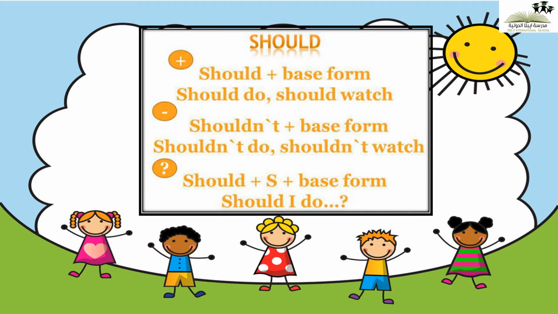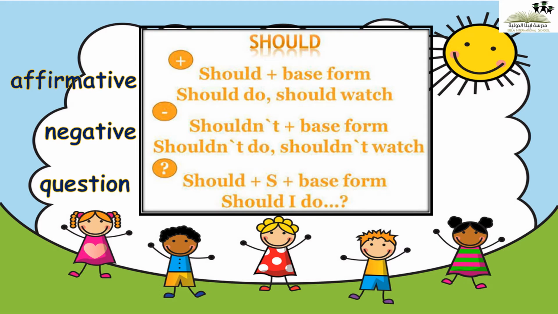We form the sentences using should and shouldn't by placing should plus the base form of the verb in affirmative cases. For example, should do or should watch. We form the negative by using shouldn't plus the base form of the verb. For example, shouldn't do or shouldn't watch. We form questions using should by putting should plus the subject plus the base form of the verb. For example, should I do?